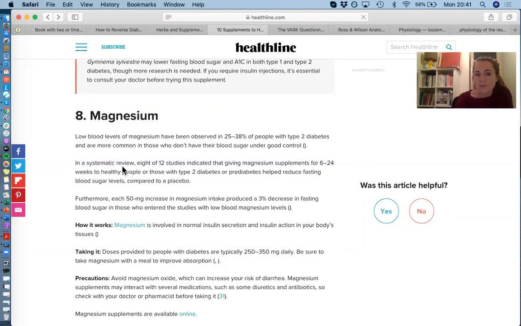She said, in a systematic review, 8 of 12 studies indicated that giving magnesium supplements for 6 to 24 weeks to healthy people or those with diabetes helped reduce fasting blood sugar levels compared to the placebo. This is a good result from a study, but we want to be able to go and click into that study. That's the level you're looking for as a nutritional therapist: whenever they cite a piece of information or mention a research study, you can go in and look at that yourself. And that's what's good quality.